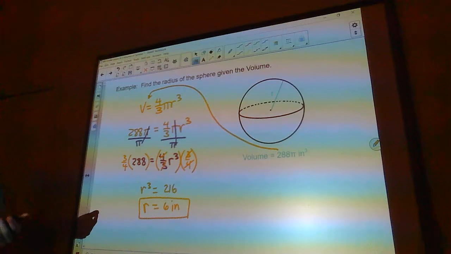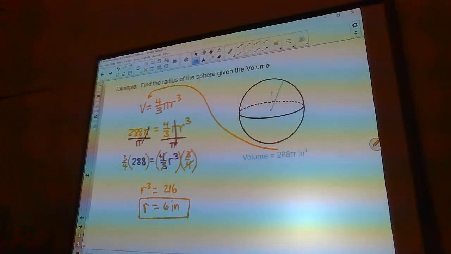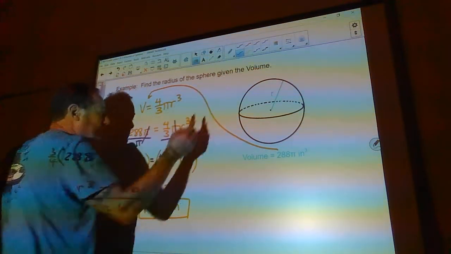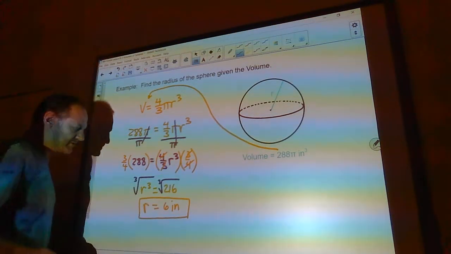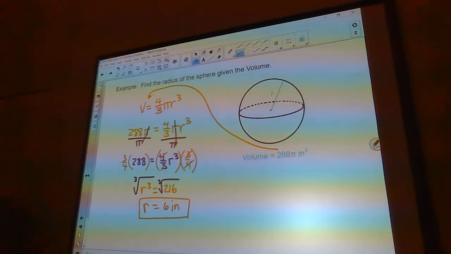Now you could calculate that using the cube root key on your calculator if that was a number that you didn't know. So that's how we would show it as our work. We would cube root both sides like that, and I'd get 6 inches.